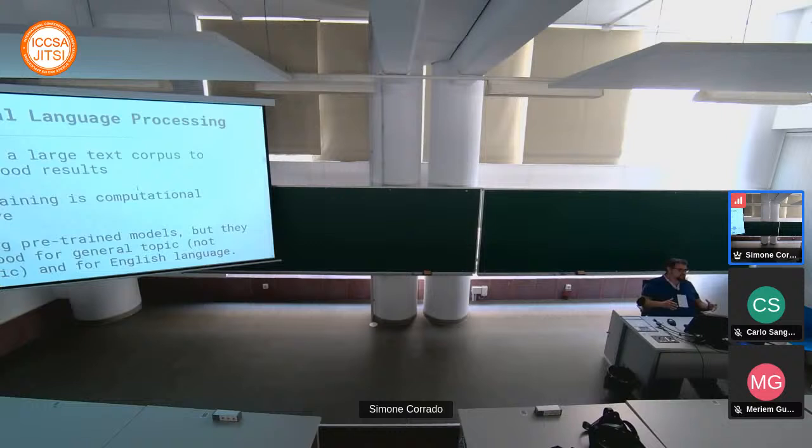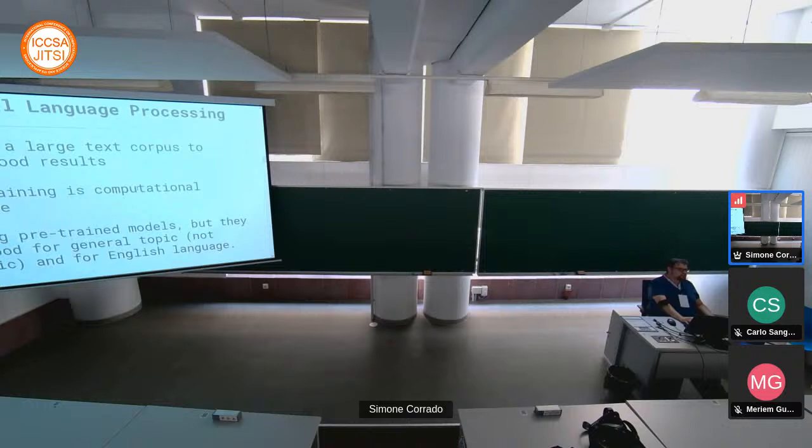Of course, some tools exist, and there are also a lot of pre-trained models, so you can use them very easily. But these pre-trained models also have many cons. The most important is that they are trained for general topics, not specific topics, and they are trained very well for the English language. They exist for Italian, but they don't work very well. They give poor results.